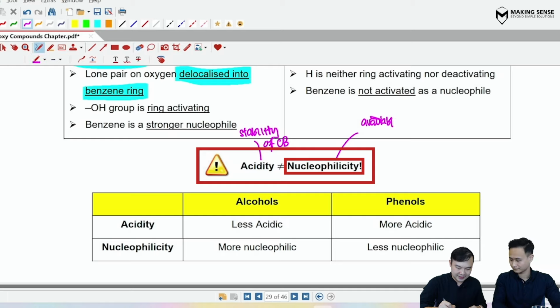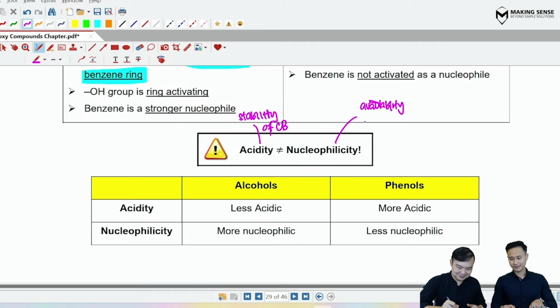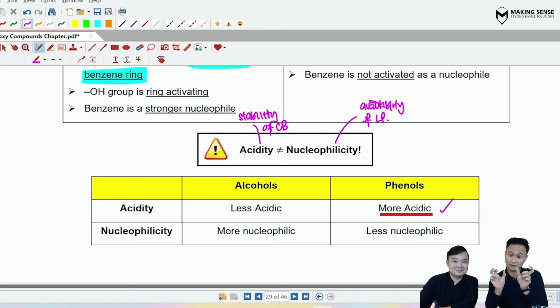Correct. So Mr. Tim, can you help me summarize the last part? Yes, of course. In alcohol here is your ROH, and your phenol here is the benzene ring with the OH. Once again, remind yourself, the phenoxide ion, this conjugate base, was more stable and therefore phenols were more acidic. But if you focus on the hydroxyl functional groups of phenols and alcohols, because the lone pair on the oxygen delocalizes into the benzene ring, the lone pair is not available, and hence less nucleophilic.